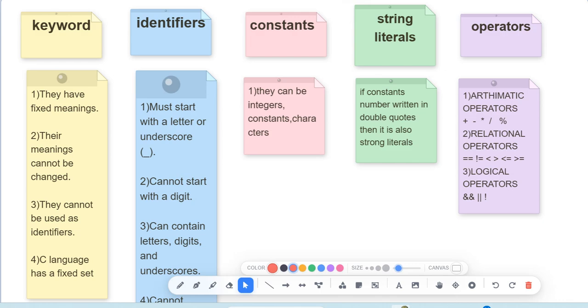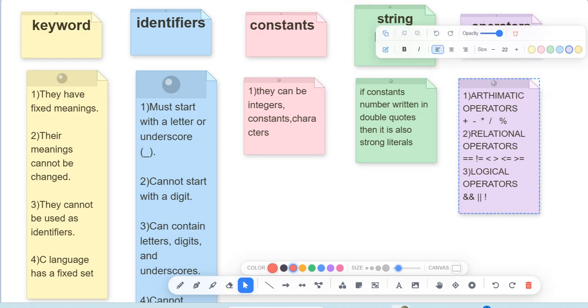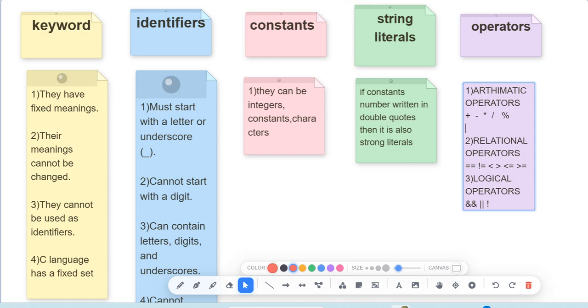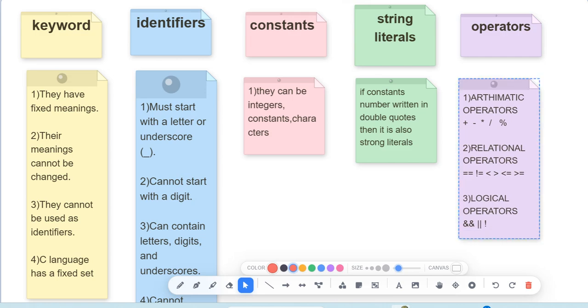But actually, I have briefly discussed special symbols in the previous video, so I haven't discussed anything on them in this present video. So don't be worried. If you have any doubts, first see the tokens in C video and then come to this video. Going deep into the video, first one is keywords.